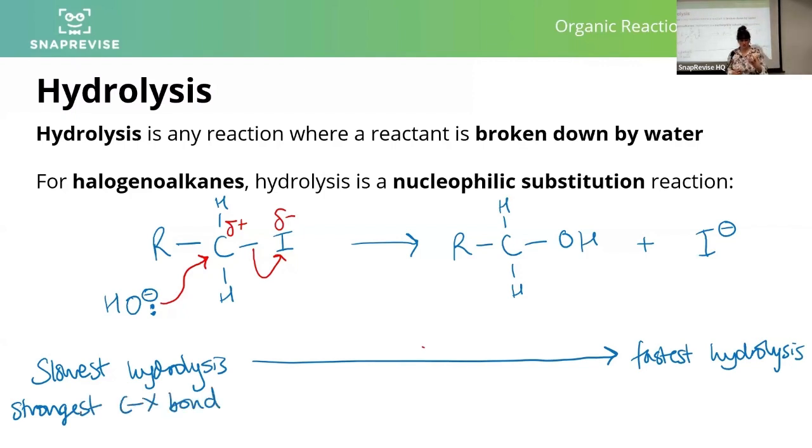Because the stronger that bond is, the more energy is required. So the less likely it is that the species are going to collide with enough energy for the reaction to happen, and so the longer it's going to take for that hydrolysis to occur. And the faster the hydrolysis is, that must mean that it happens with the weakest carbon halogen bond. It's easier to break, requires less energy to break, so it can happen faster.